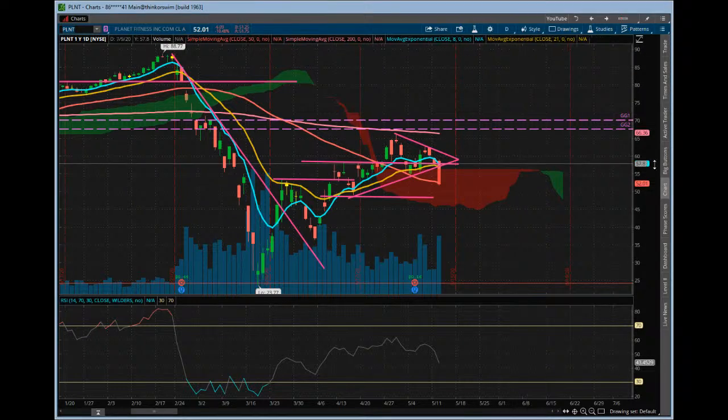Wow, the usual suspects getting hammered today. Nice, good one right there. Next possible level down is like that 49 area. Definitely one we're gonna keep an eye on tomorrow.